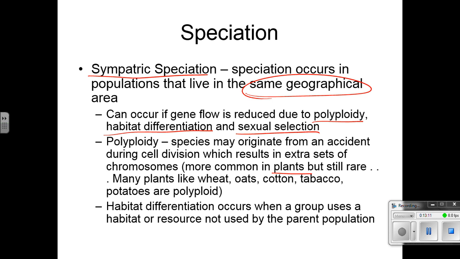New species can arise because an accident happens, they have extra chromosomes, and then they continue to breed asexually and produce more that were the same chromosomes that is them. Habitat differentiation occurs when a group uses a habitat or a resource not used by the other parent population. So maybe they're using a tree differently, or they're mating at different times, or something like that.